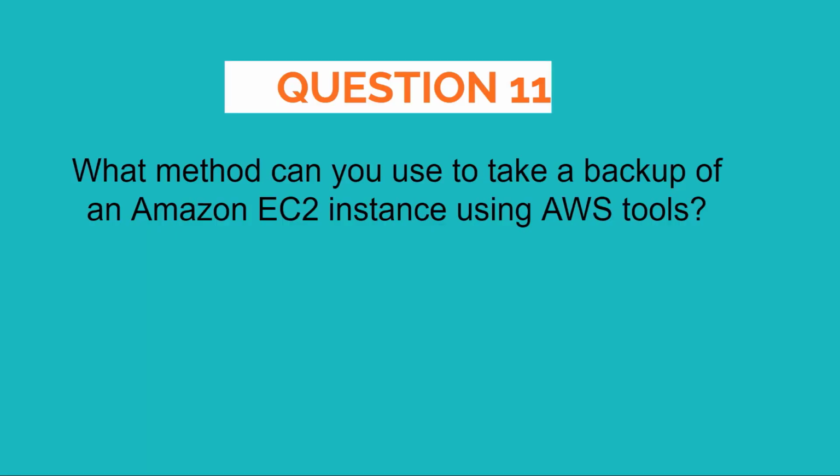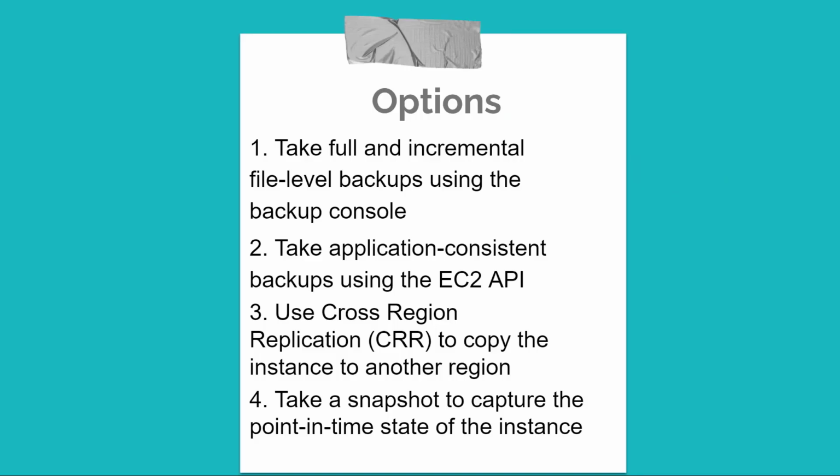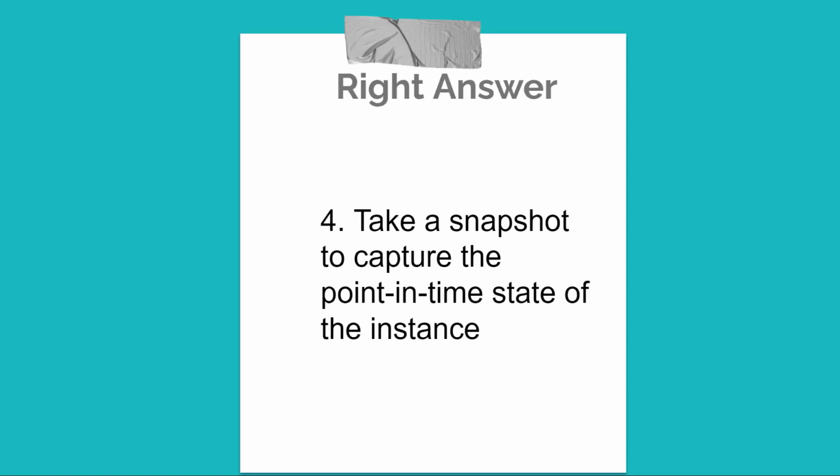Question 7. What method can you use to take a backup of an Amazon EC2 instance using AWS tools? Option 1. Take full and incremental file-level backups using the Backup Console. 2. Take application-consistent backups using the EC2 API. 3. Use cross-region replication (CRR) to copy the instance to another region. 4. Take a snapshot to capture the point-in-time state of the instance. Right answer is 4. Take a snapshot to capture the point-in-time state of the instance.